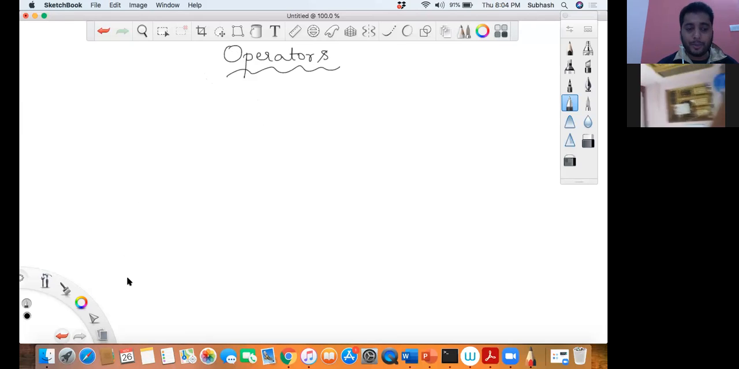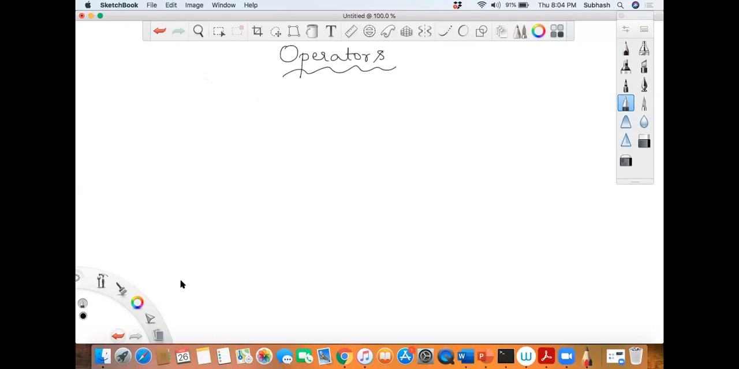How many ways, guys? In how many ways can you classify operators? Operators can be classified in two ways. Those two ways are given in the material. Open page number 17. It is given in that material. Now, what are those two ways?